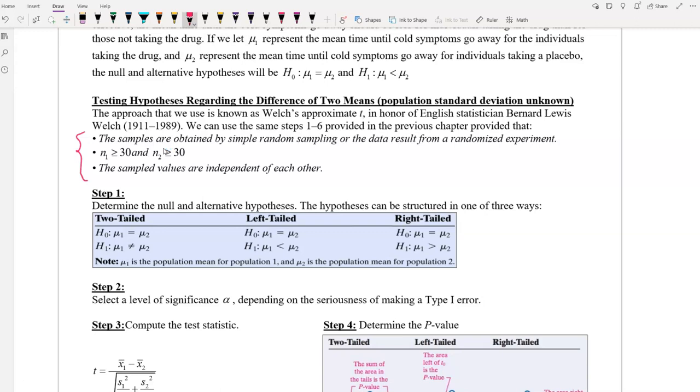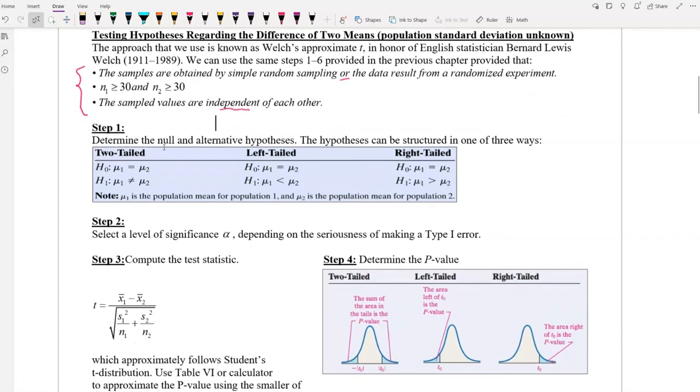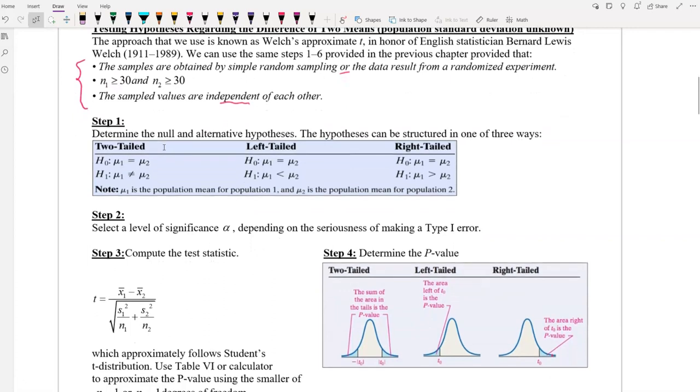These samples are obtained by simple random sampling, or the data results from a randomized experiment. Our sample sizes should be large, and that means both of these sample sizes should be greater than or equal to 30, because of having two populations. We have two sample sizes, one from each population. These sample values are independent of each other.